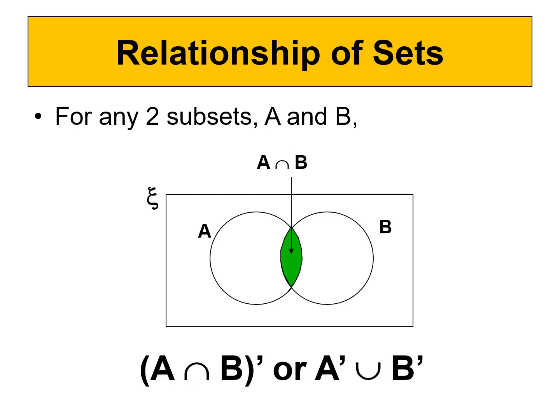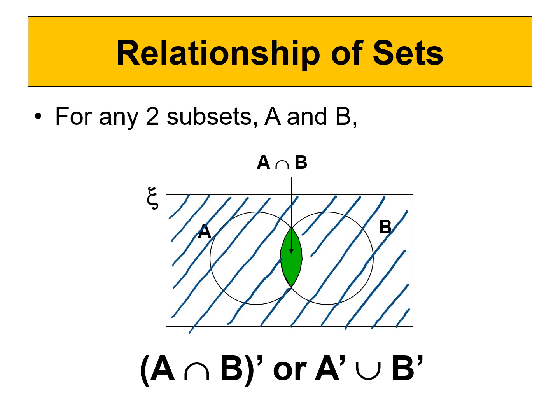So if you are able to see that, A intersect B complement means everything outside of the green region. So this is how it looks like. So when you actually shade, you should not shade the A intersect B. All the region that is outside of the intersection will give you A intersect B complement.